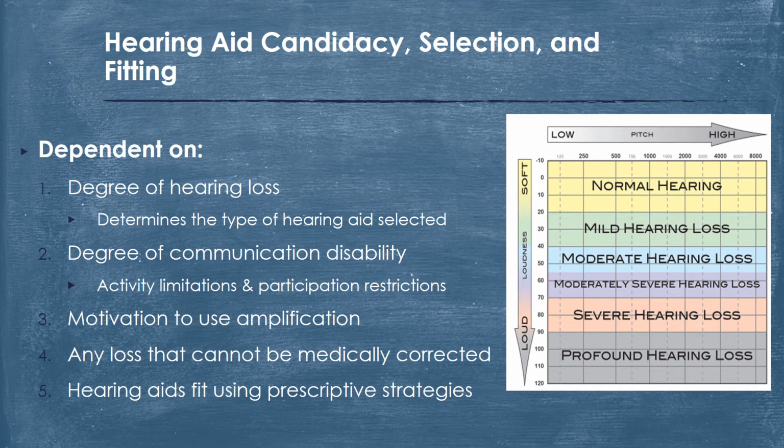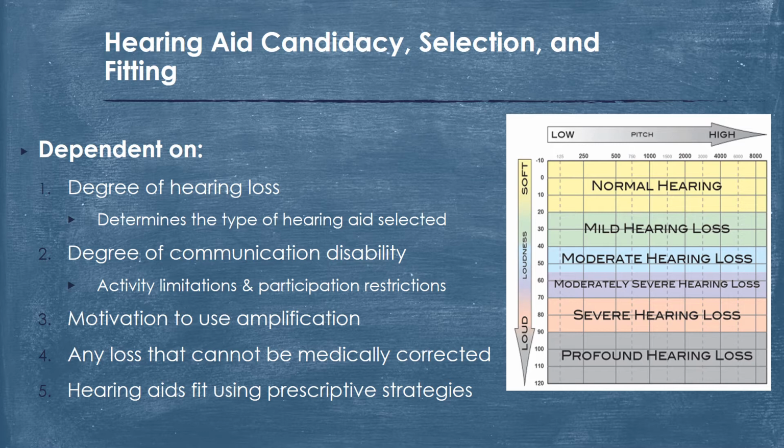So we even fit those with mild hearing losses ranging from about 25 dB HL to 40 dB HL. So I start fitting hearing aids even with a mild hearing loss, which can severely impact communication. And certainly we fit people with any greater degree of hearing loss.